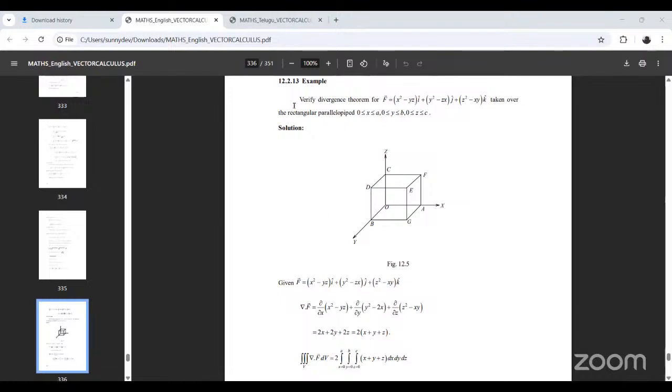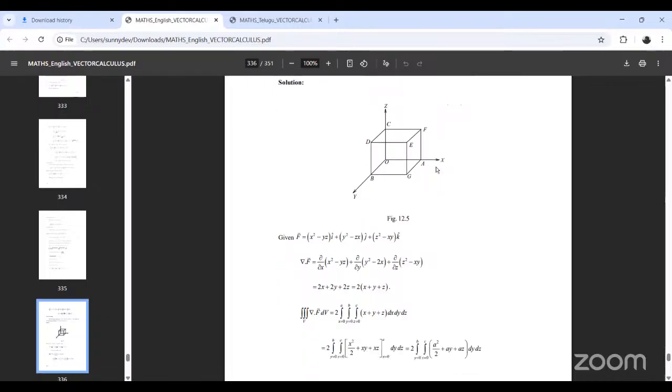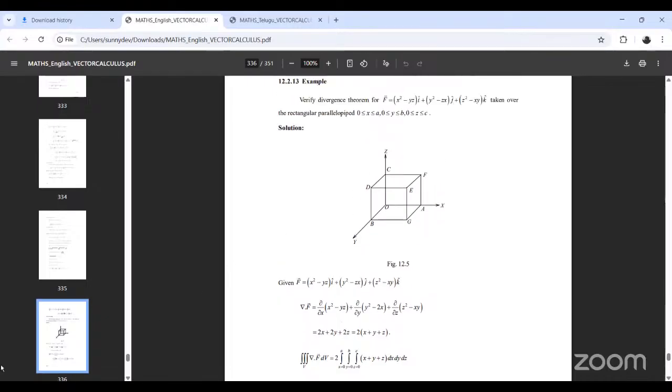Now let's verify the divergence theorem over the rectangular parallelepiped, where x is between 0 to a, y is between 0 to b, and z is between 0 to c. So we have to verify the Gauss divergence theorem. First, what is the Gauss divergence theorem? The surface integral of f dot n into ds equals the triple integration of divergence of f into dv.